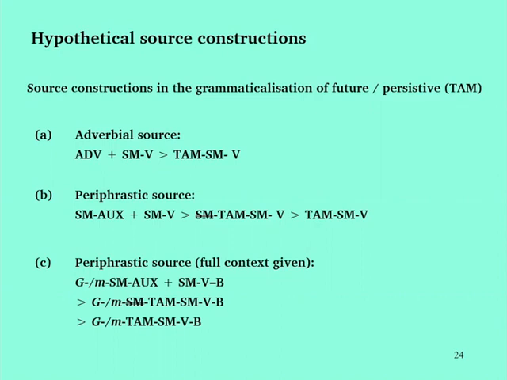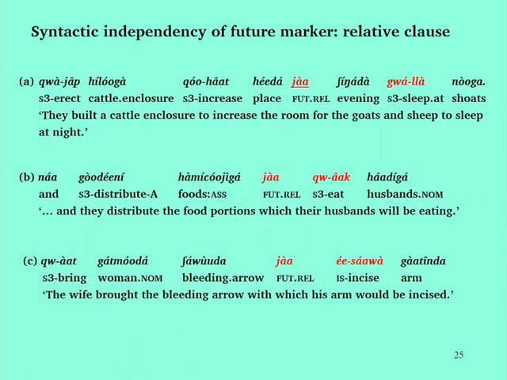Now, there's still another piece of morphosyntactic evidence for the auxiliary source of the future marker adj, and that is its syntactic independency in various other constructions. That is, in relative clauses and in a construction which seems like a nominal predication followed by a cleft.